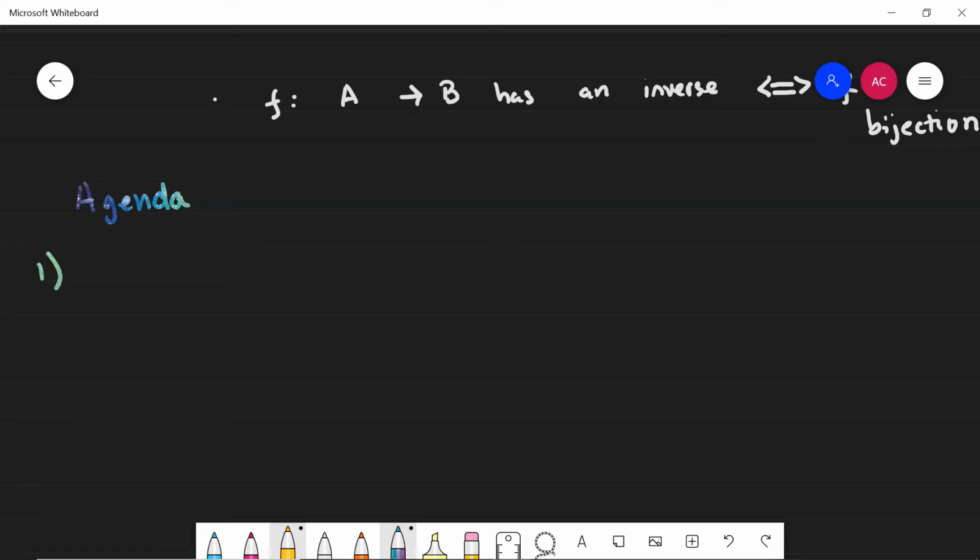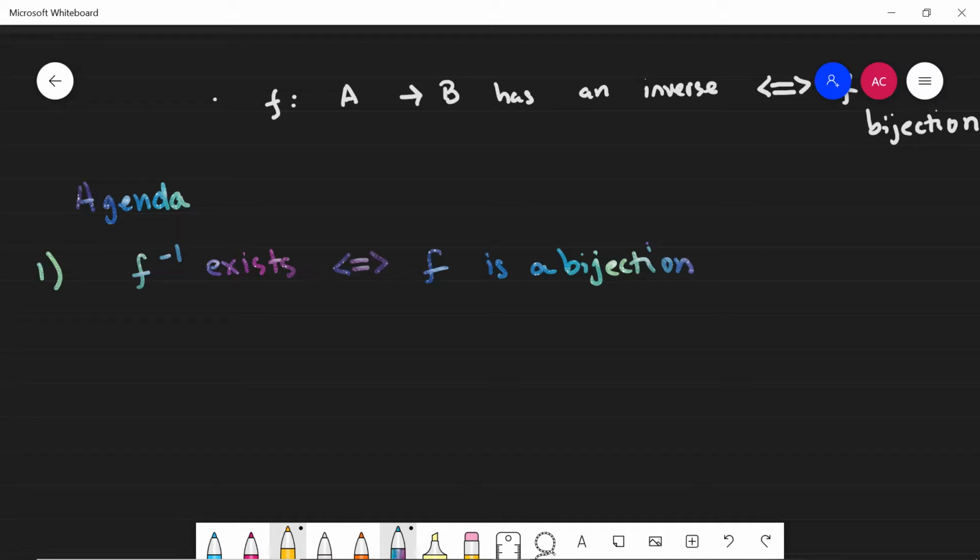What I want to do is actually prove that f is invertible if and only if f is a bijection. So let's actually prove that fact. f inverse exists if and only if f is, of course, what we call a bijection. So f inverse exists if and only if f is injective and surjective.